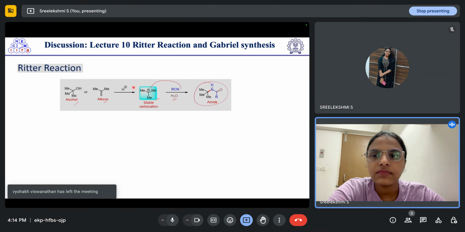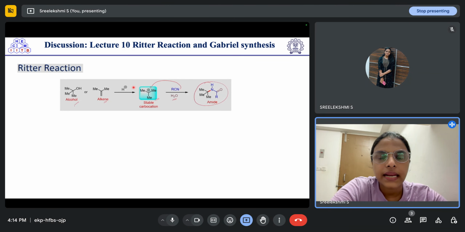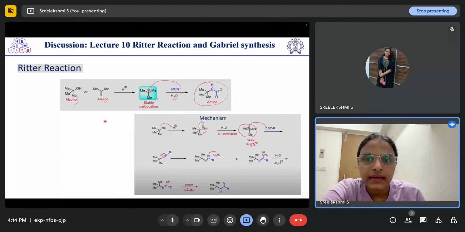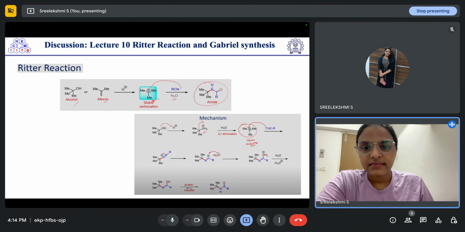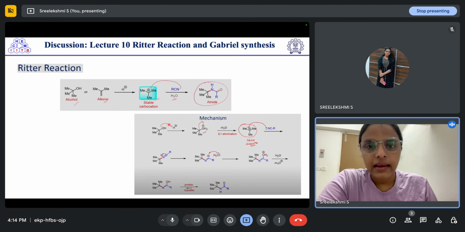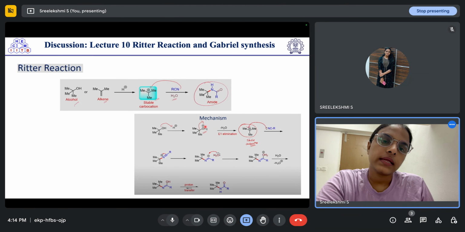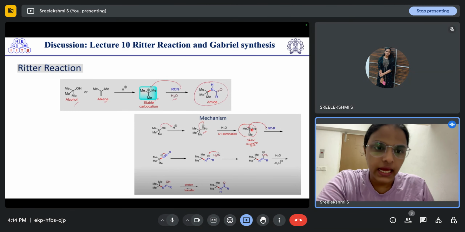The first reaction we saw for carbon-nitrogen bond formation was the Ritter reaction. The Ritter reaction is the reaction between an alcohol or alkene, in the presence of acid, and a nitrile, followed by workup, to give an amide. The reaction proceeds through a stable carbocation. If we are using an alcohol in the presence of acid, it first gets protonated to form this intermediate. Then, by elimination, one molecule of water leaves to form the stable tertiary carbocation.